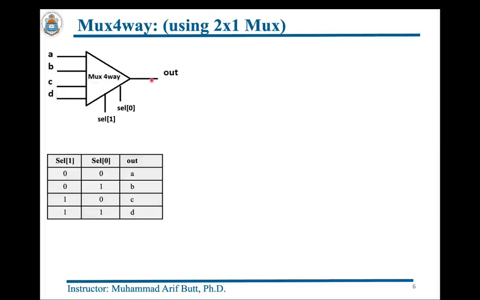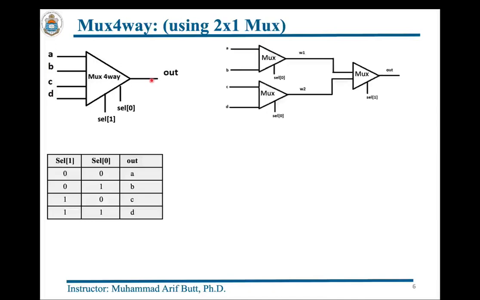Although we can design this combinational circuit again using the NAND gates, or maybe some of you might think of designing it using the AND, OR and NOT gates, here we want to design it using the already designed 2 by 1 mux. So this is how it can be designed.